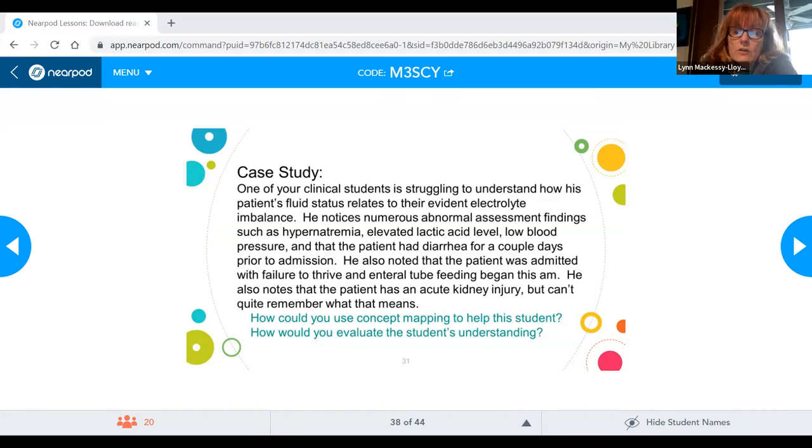And also additional assessments. There are a lot of physical assessments they would need to complete on this patient other than just looking at labs. Yes. Okay, that sounds good too. Good. Now, how would you guys evaluate the student understanding? I would want to hear the student explain their concept map to me to really get a good idea.